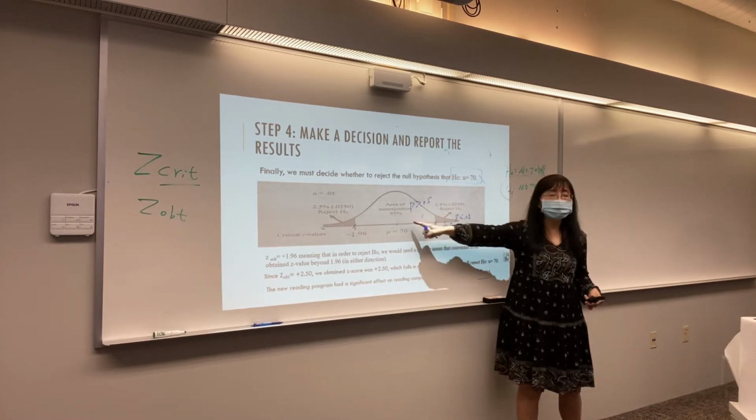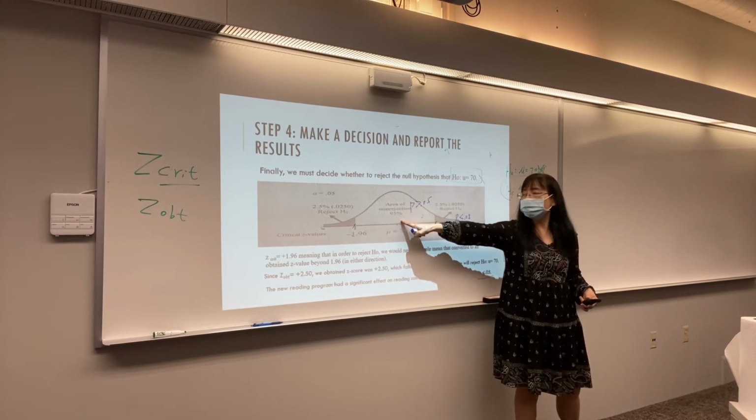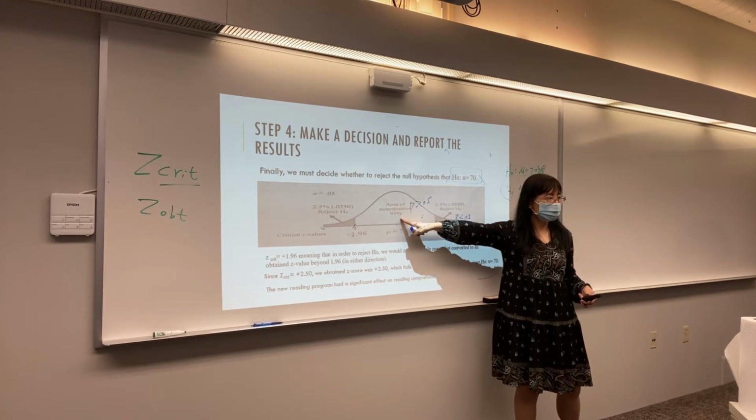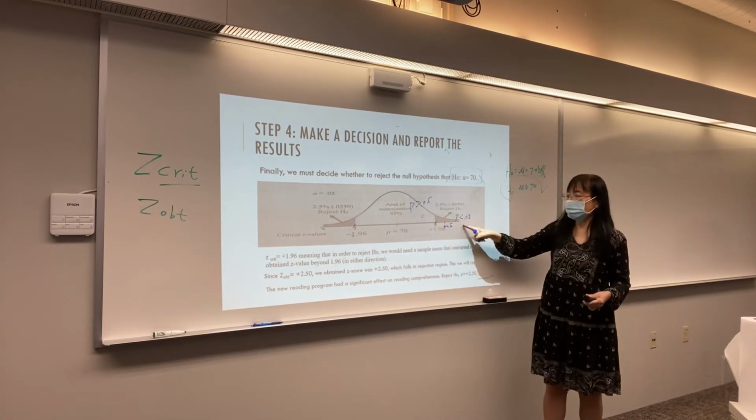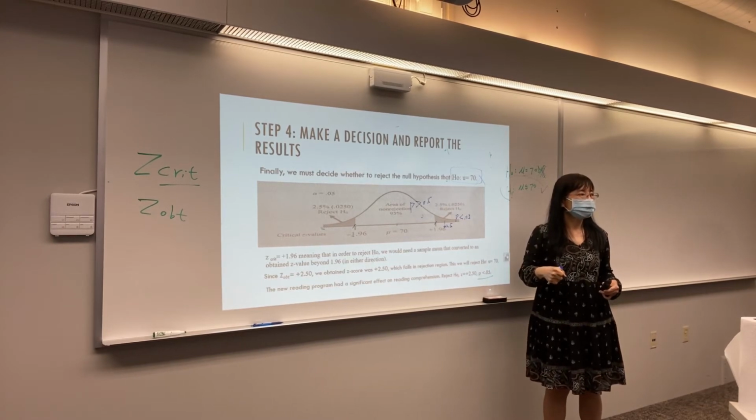If you fail to reject, you'll say, okay, P greater than 0.05 is fail to reject. If P is less than 0.05, that means yes, reject. Okay? Good?